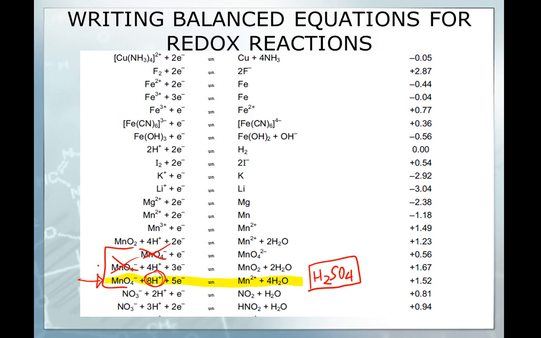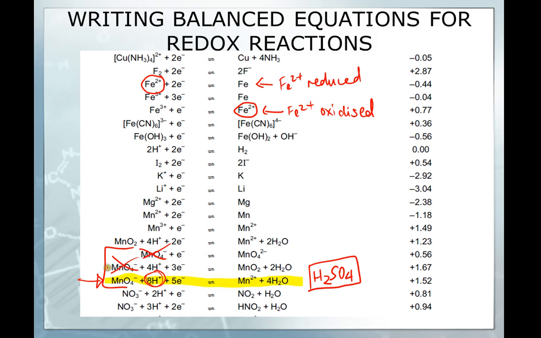Now what about the oxidation half? You need to look for iron 2. If you look at your data booklet in alphabetical order, iron 2 is present here, and iron 2 is also present here. Which half equation do you choose? This half equation shows iron 2 being reduced. This half equation shows iron 2, you read it backwards, being oxidized.